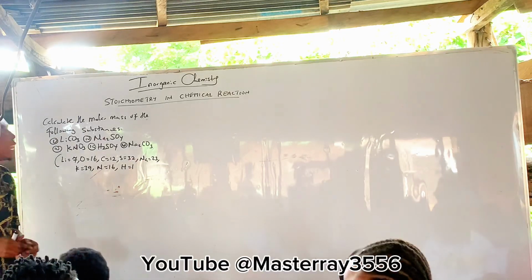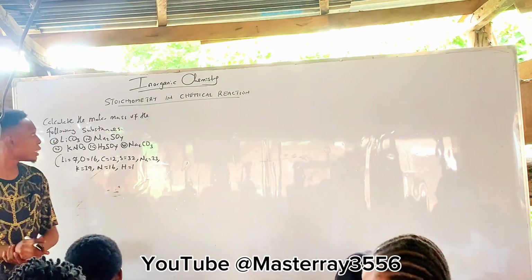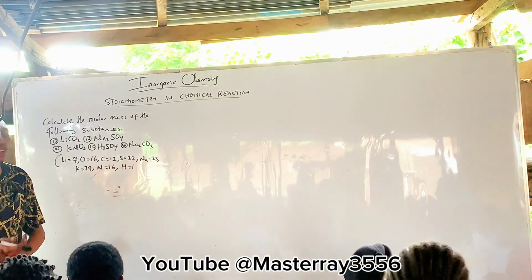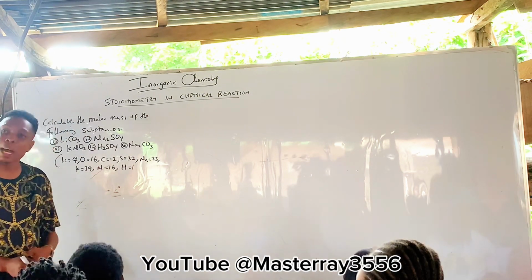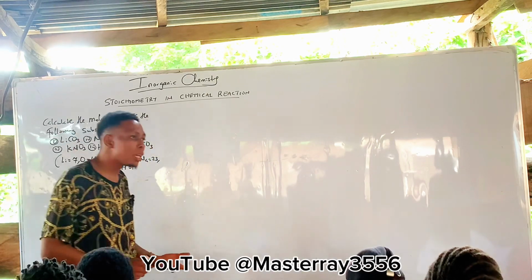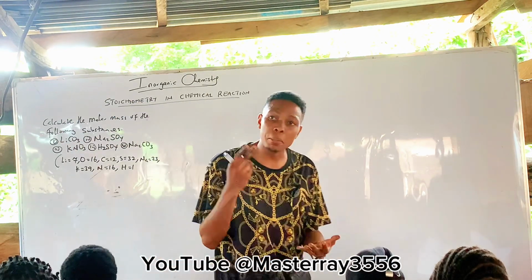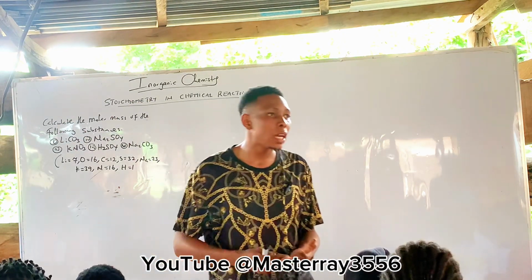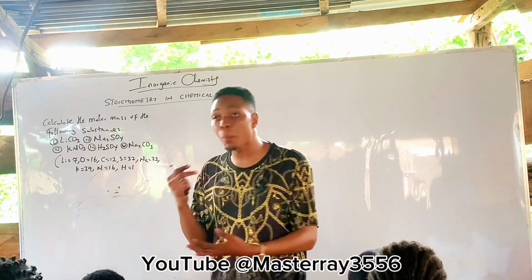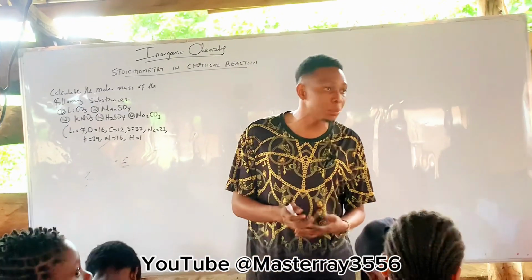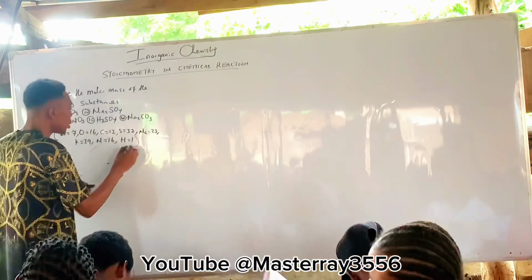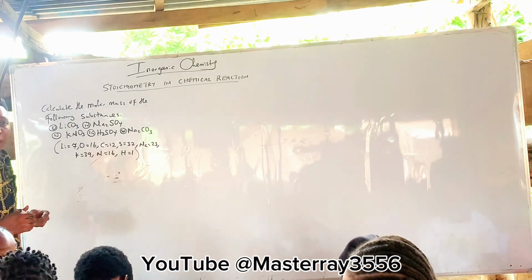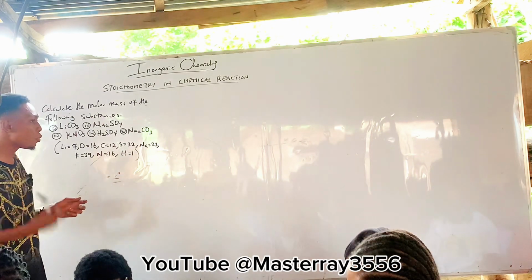We are to calculate the molar mass. Calculate the molar mass of the following substance. Now, when you are calculating for molar mass, you make use of the mass number given to you alongside the number of atoms. Are you getting me? So in the question we are given the various mass numbers for each of the elements.